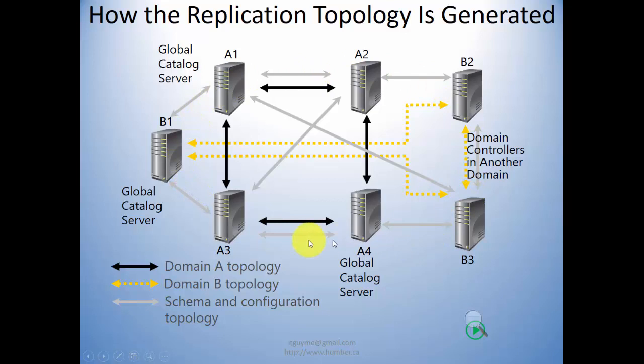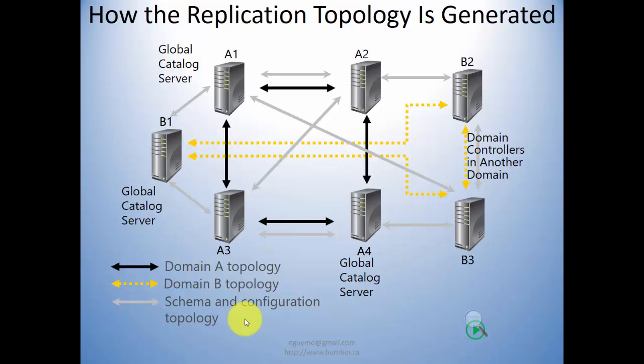Every domain controller is sharing schema configuration and configuration topology. So this means there are 4 partitions: schema partition, configuration partition. Every domain controller is able to replicate to each other, while global catalog, now it has gone to specific.